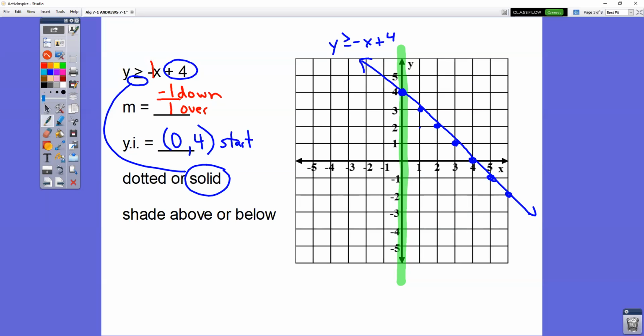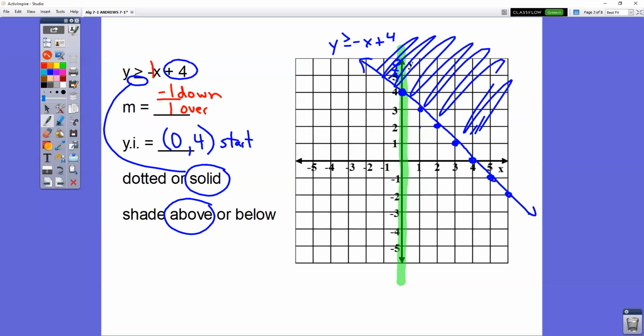And now I have to decide, am I going to shade above or below? We have greater than. Greater than is up above. Less than is down below. Greater than is up above, so we are going to shade above the line. Again, think of this as a hill. If I would draw a person walking down the hill, there's my person. Up above the hill would be all up in here. This is up above. So we're shading above the line.